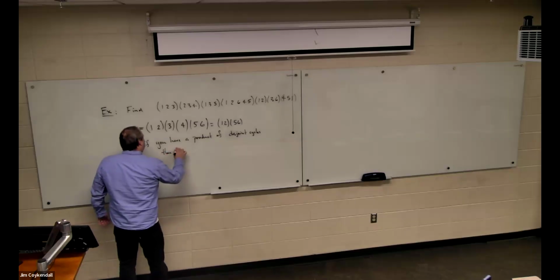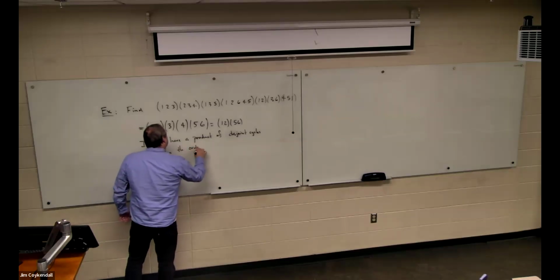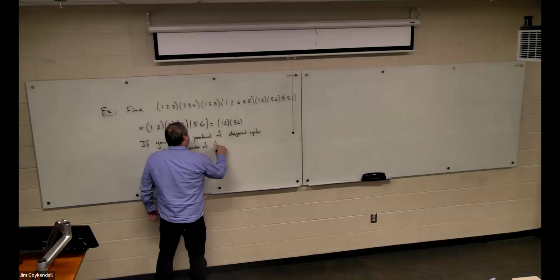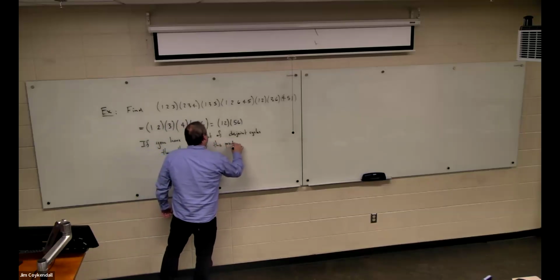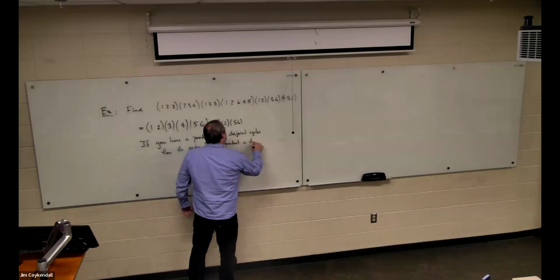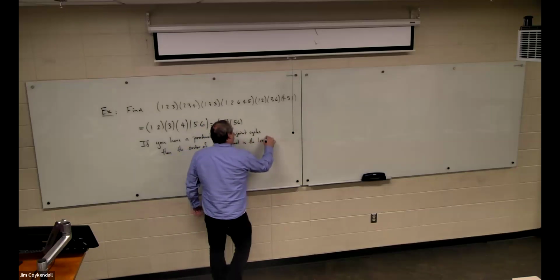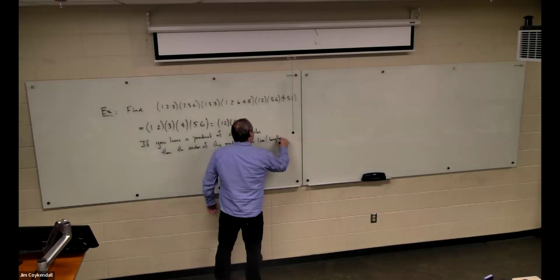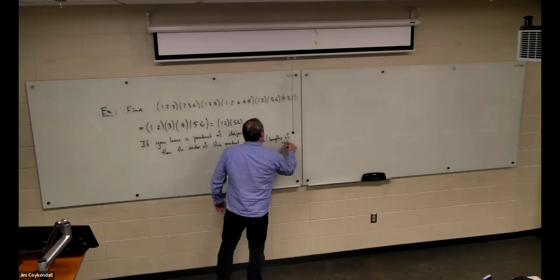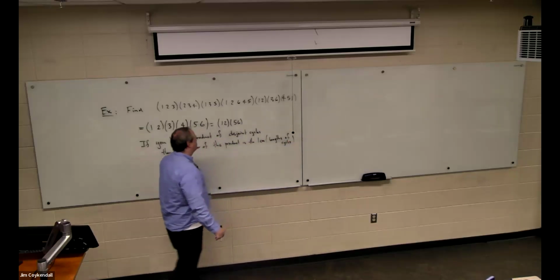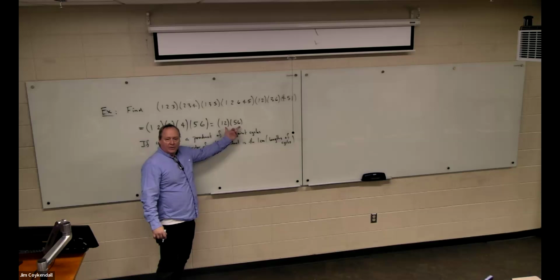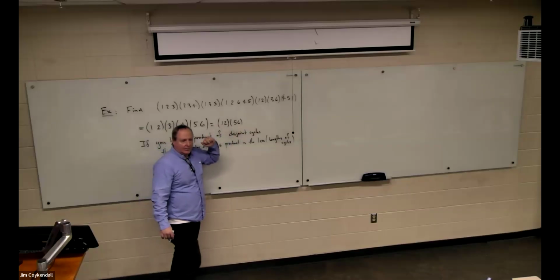Then the order of this product is the least common multiple of the lengths of the cycles. So what's the order of this thing? These are disjoint cycles, right? (1 2)(5 6). There's no overlap. The length of this cycle is 2. The length of this cycle is 2. The least common multiple of 2 and 2 is 2. The order of this is 2.